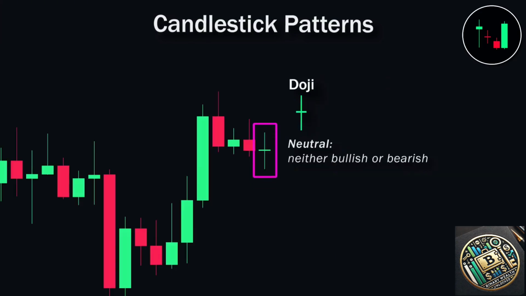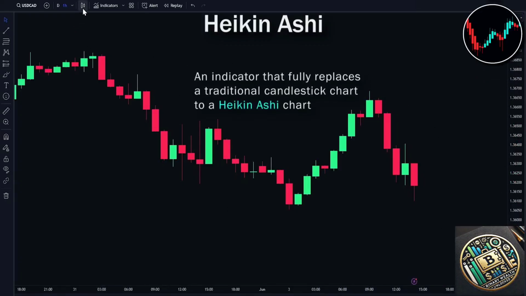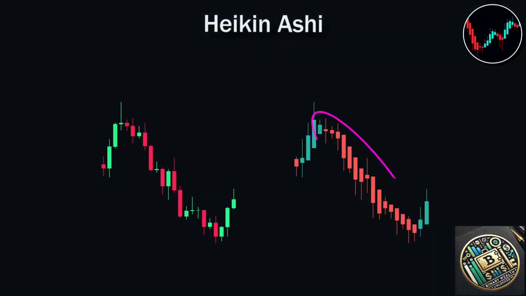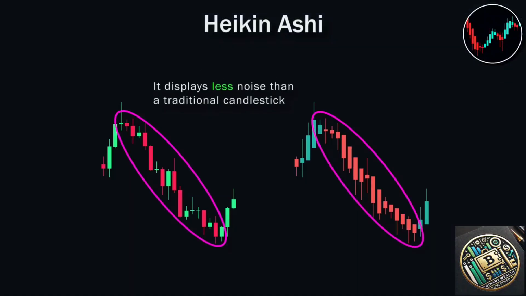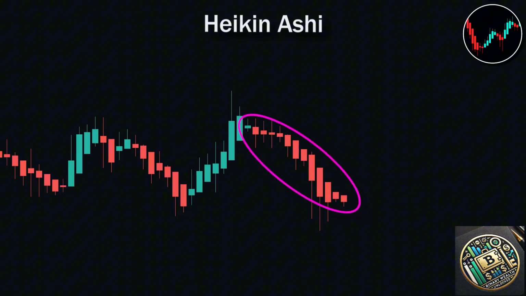Heikin-Ashi. It is an indicator that fully replaces a traditional candlestick chart to a Heikin-Ashi chart. When applied, it tends to give less noise than a traditional candlestick. A green Heikin-Ashi candle signals that the price is on an uptrend, and a red Heikin-Ashi candle signals that the price is on a downtrend. The size of the candle's body also indicates how strong a trend is.